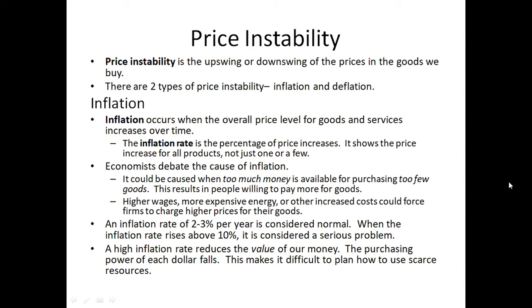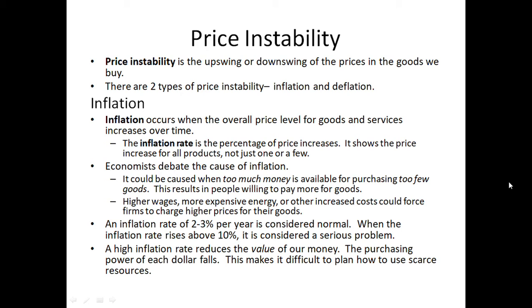Inflation occurs when the overall price level for goods and services increases over time. So when everything starts going up in price, the inflation rate is the percentage of the price increases. When they say rate, they mean percent. Think of rate and percent as meaning the same thing. So it is the percentage of the inflation based on what it is at one point and then what it becomes. It shows the price increase for all products and not just one or a few, so overall in the economy.